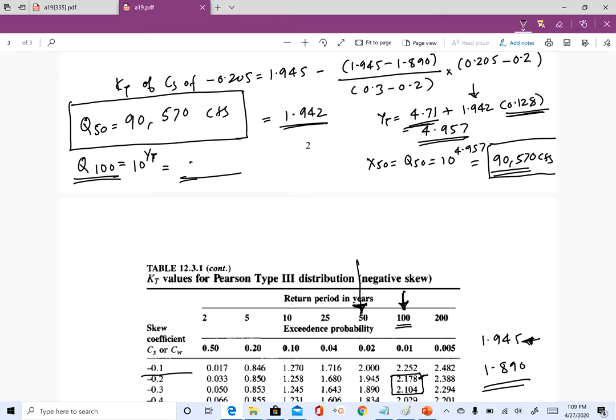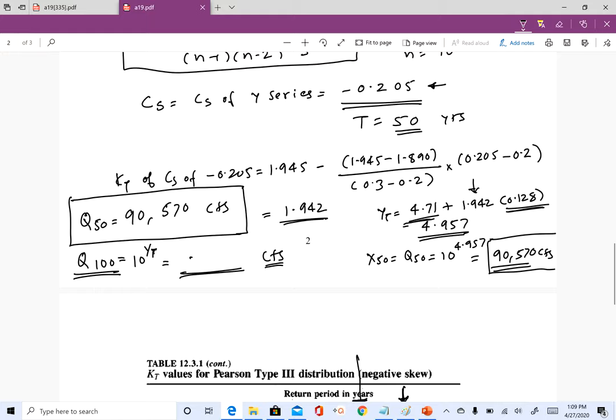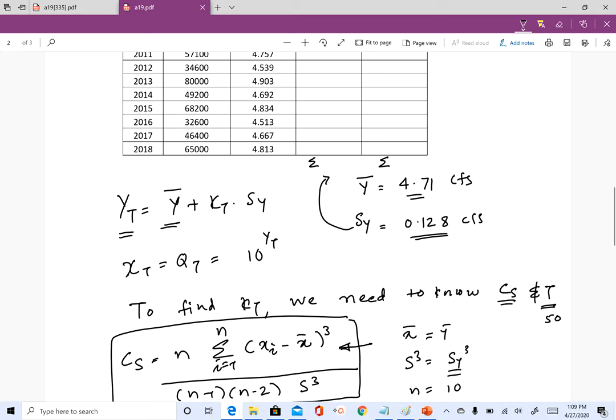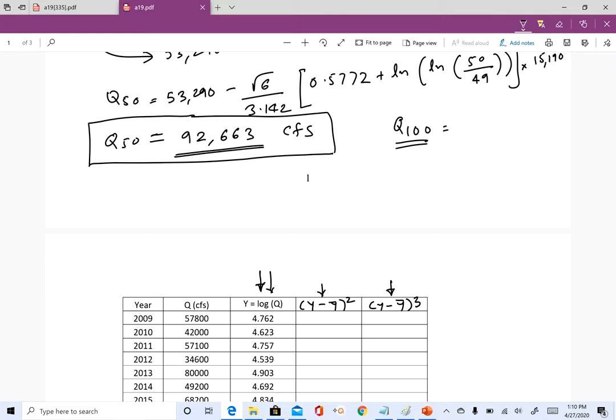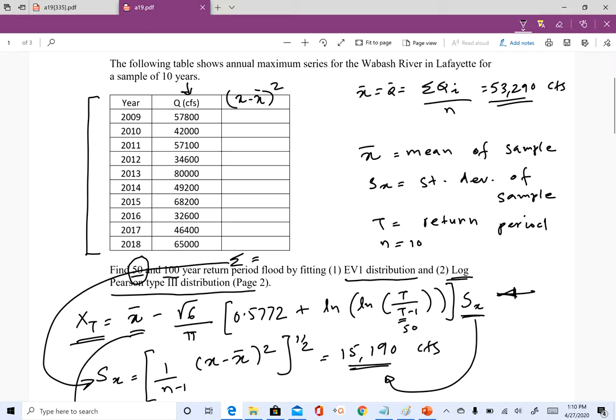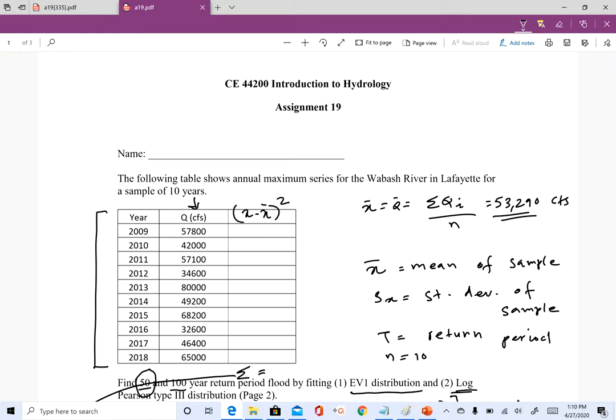That will be your final answer. This is how you can use these two techniques to get the flow corresponding to a given return period, and I hope you were able to follow the procedure for both methods. I have calculated Q50 for you using these two methods, and I want you to practice and get the flow for 100-year. With that, I will stop here, and if you have any questions, please email me. That is it for this assignment. Thank you and bye.